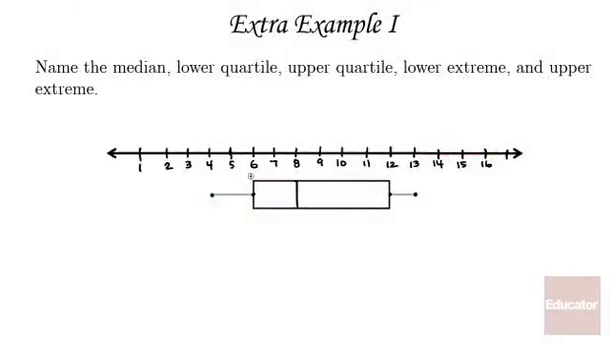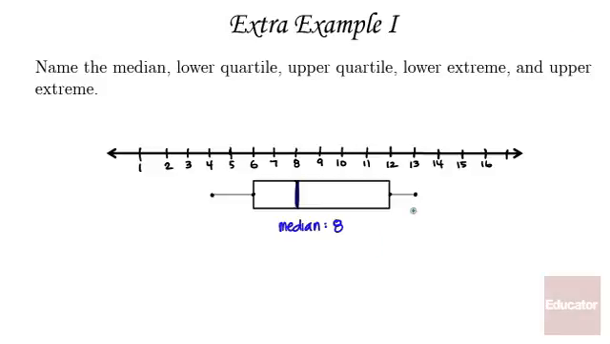Okay, so the first example, name the median, lower quartile, upper quartile, lower and upper extremes. So remember, within our box, we look for these numbers here. So this right here, this is your median, right? So the median, I'm going to say, is 8.